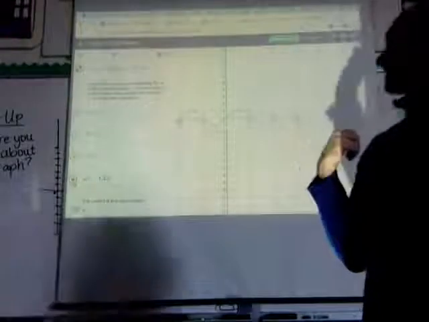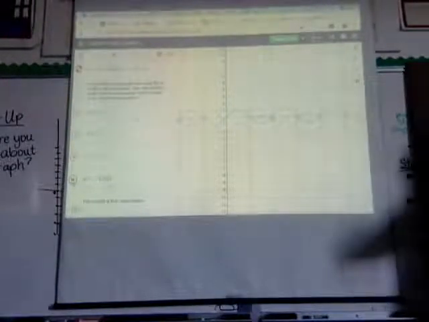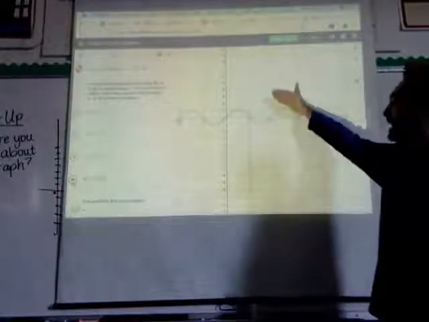What's happening here? That'll motivate you. Yeah. Translation. Down. Translation what? Vertically now, up and down.